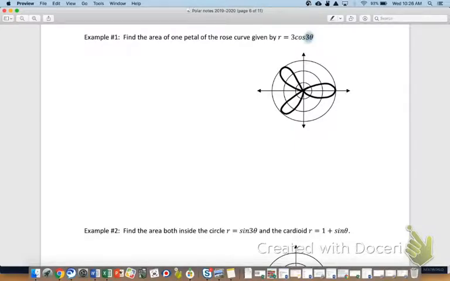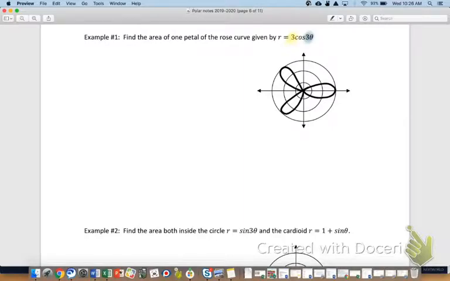Yes, ma'am. I was wondering if you could explain why cosine is to the right and sine is like an opposite. Well, I'm basically plotting points in my head, honestly. So I know that the 3 in the front tells me that the max distance is 3. That's the end of the petal, 3 away.